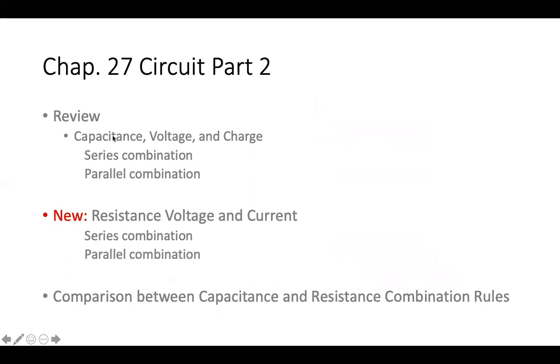We have just reviewed the capacitance, voltage, and charge after combining the simple ones. That's series combination and parallel combination. What we're going to introduce new here in this slideshow is how the resistance, voltage, and current change when you combine resistors in series and parallel combinations. In the end, we're going to compare the combination for capacitance and resistance and see how different the rules are.